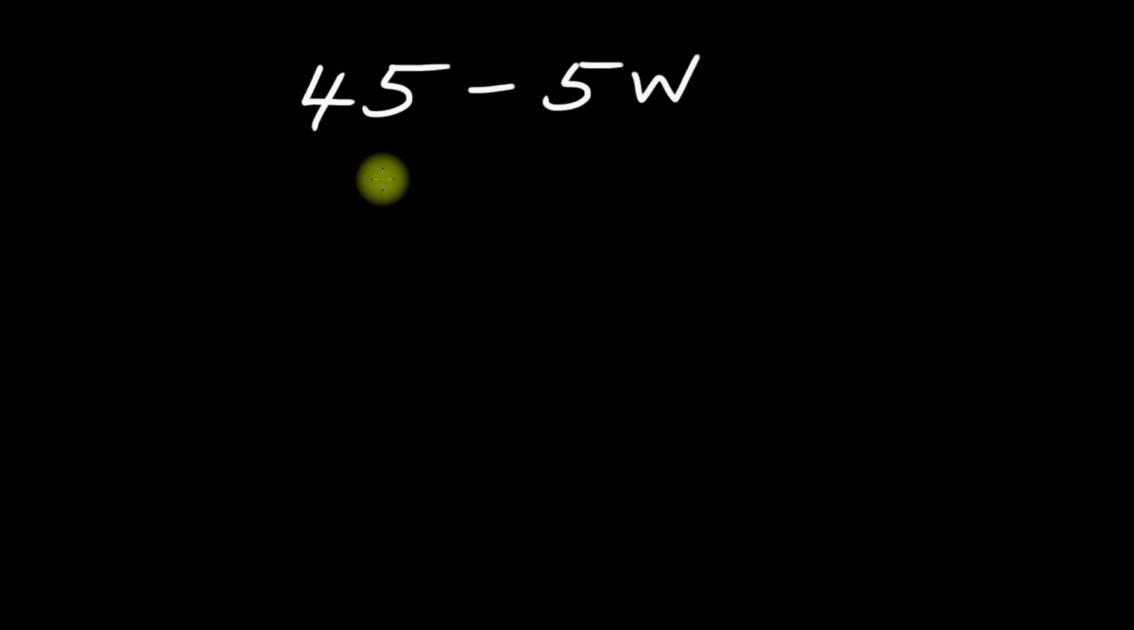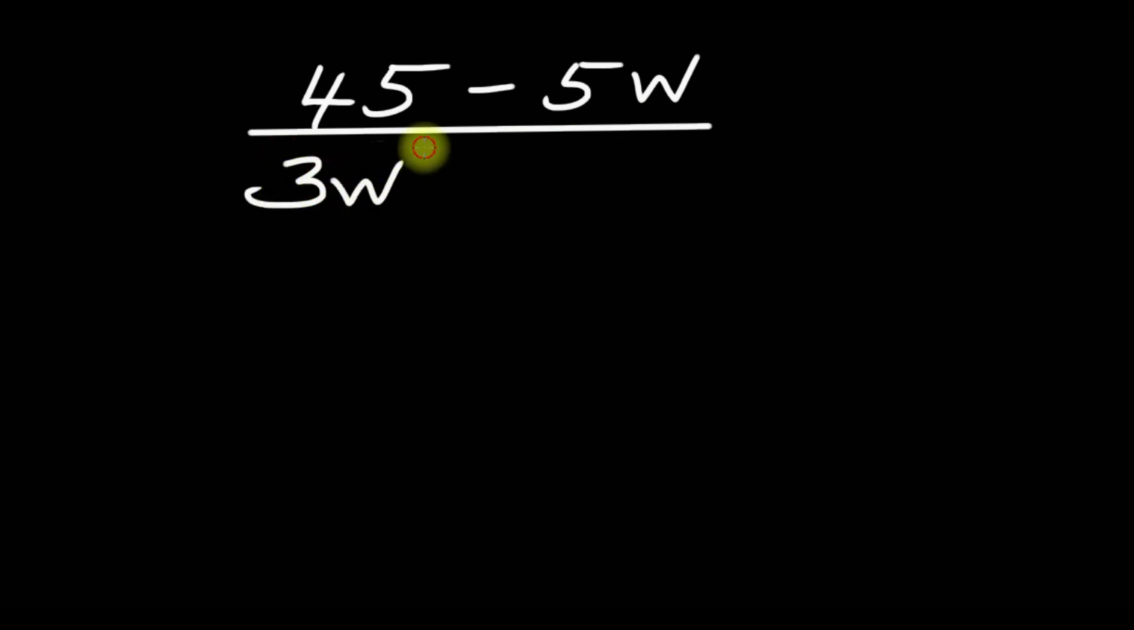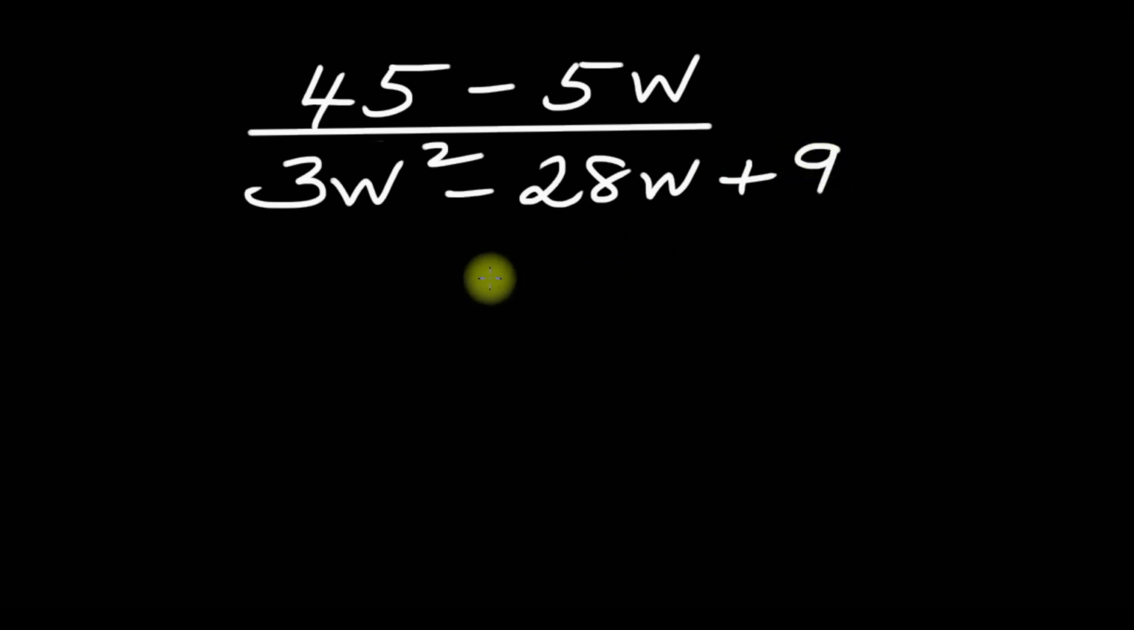Okay, so we're going to take a look at another example. Okay, so here we have 45 take away 5w, divided by 3w squared minus 28w plus 9. Okay, so we're going to simplify this rational expression.